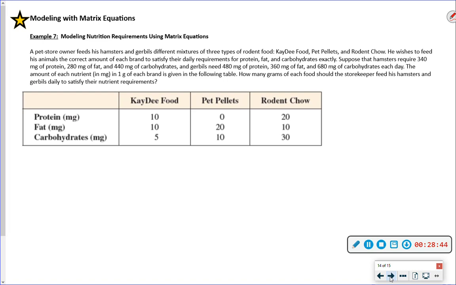Okay, feed the animals. Let's just do it. So basically you're going to have 2 setups, 2 equations happening here: one for the hamsters and one for the gerbils. Let's do the hamsters first.